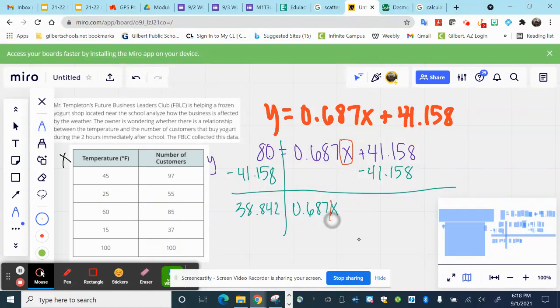We have 0.687 there, and 0.687 is multiplying with x. So if I want to get rid of the 0.687, I have to do the opposite operation, which is divide. So I'm going to divide by 0.687. And if I do it on one side of the equal sign, I've got to do it on the other side as well. And so when I divide that by 0.687, I end up getting 56.5.